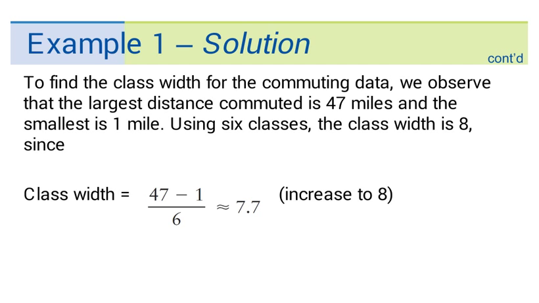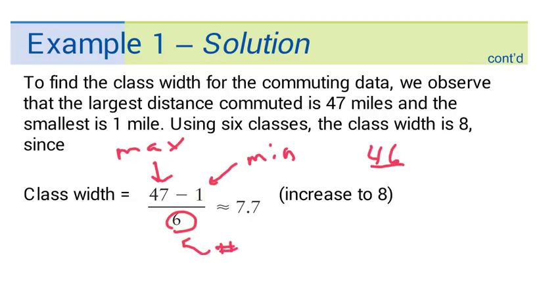Okay, so in our specific example, our max commuting distance was 47. The min in our data set was 1. We find the difference between those two, which is 46. Divide by our number of classes. We said we wanted to do 6 classes for this problem. 46 divided by 6 is approximately 7.7, but we increase that to the next highest whole number, or 8. So our class width will be 8 for this problem.